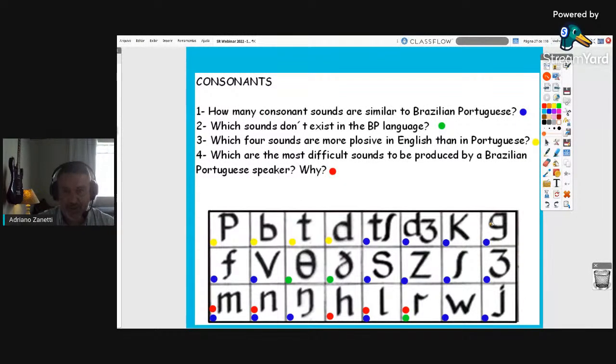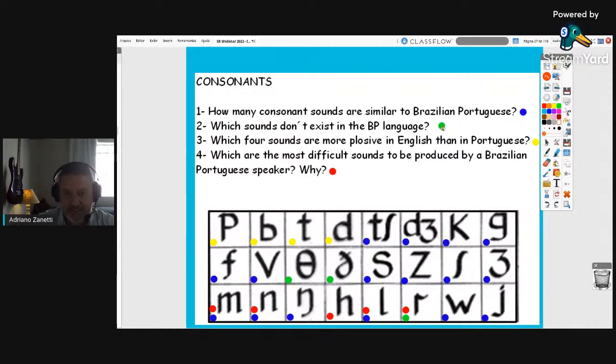And this is what I do with them, using some dots to simulate what we have in Portuguese as similar sounds, like ch, j, k, g, f, v. These ones are fricatives. And in the end of the day, these are similar ones.